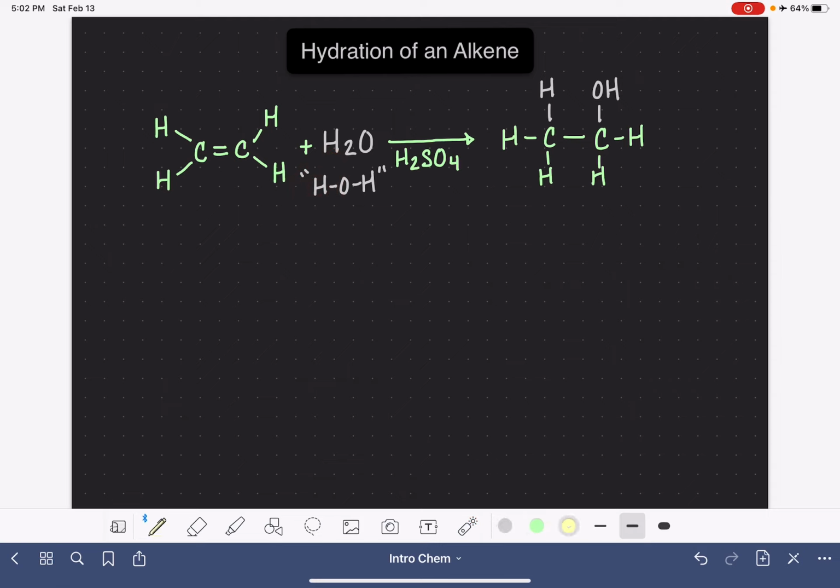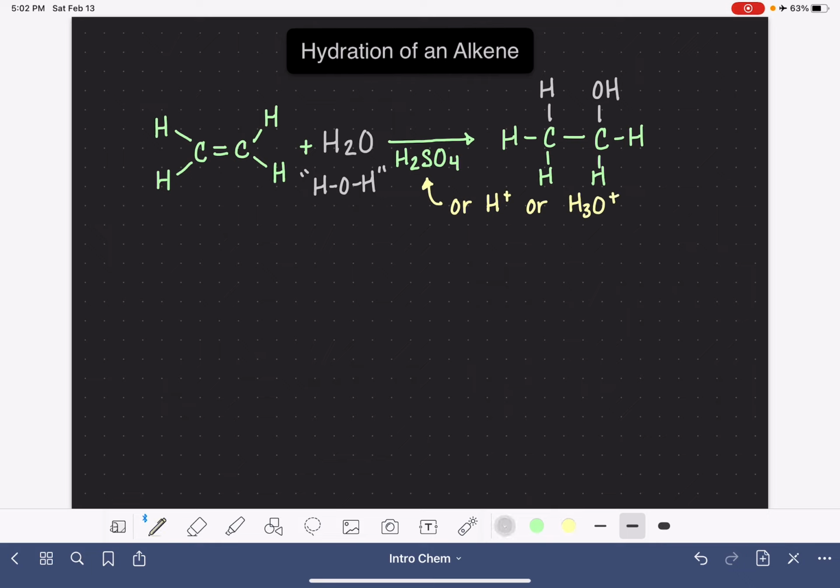And one last thing before we look at some more examples, there are several different ways that the H2SO4 catalyst is written in this reaction. Sometimes it's just written as H+. That's an abbreviation for H2SO4. Sometimes it is written as H3O+. That's also an abbreviation for H2SO4.